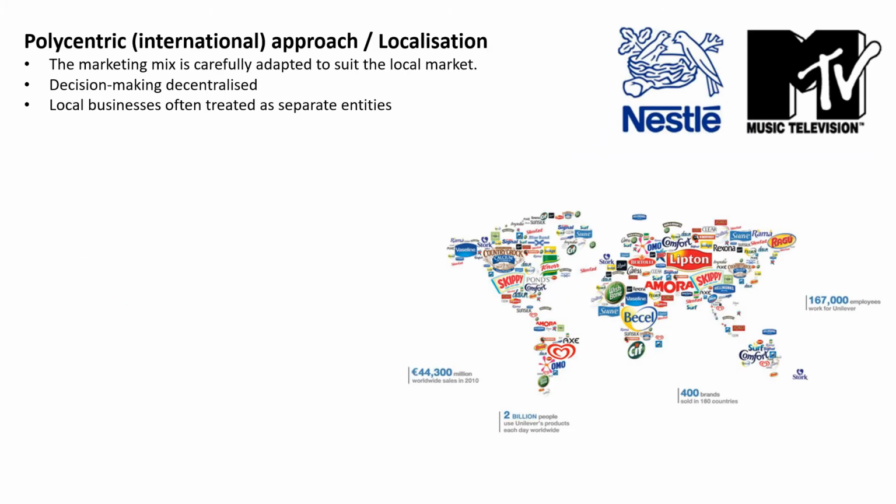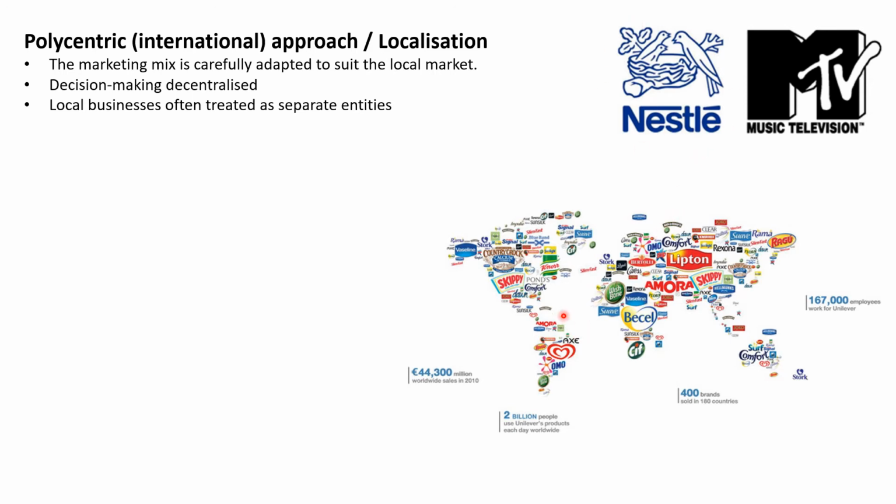A polycentric or international approach is very much a localization process. We very carefully adapt our marketing mix for each different market. Decision making is decentralized. We leave local managers in charge, and often we almost treat the local businesses as a separate entity. A good example might be Nestle.